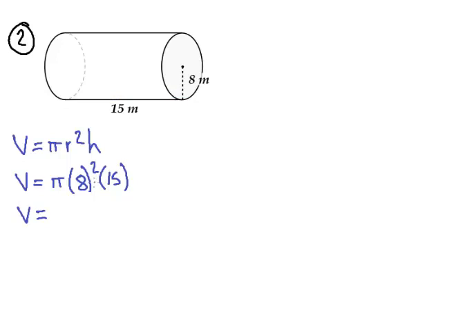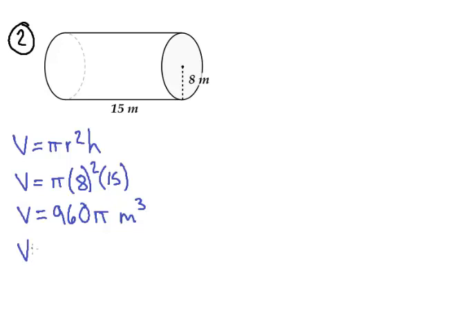Well, 8 squared is 64, and 64 times 15 will give you 960. So I copy 960, and the pi, you just copy it. That will be the exact answer. Don't forget to put the units. And volume has cubic units, so 960 pi cubic meters. That will be the exact answer of the exercise.